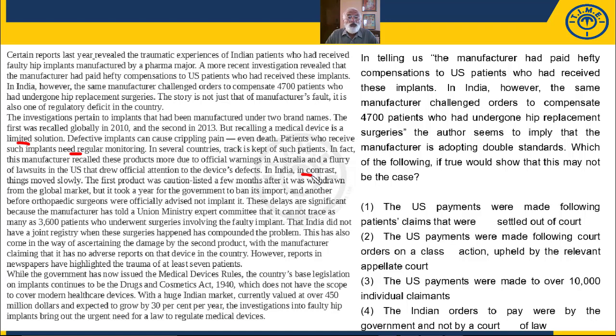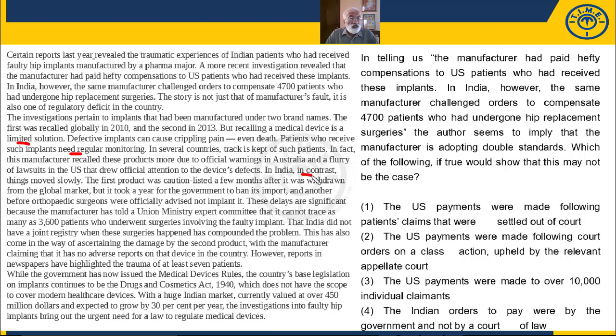But it took a year for the government to ban its import, even slower. It took them 1 year to say don't even import it, and another, meaning one more year, before orthopedic surgeons were officially advised not to implant it. So the slowness of the Indian administrative response is clear here. First of all, it took them some time to caution list it. It took them a whole year to ban its import, and another year to tell surgeons that they shouldn't be using it at all.